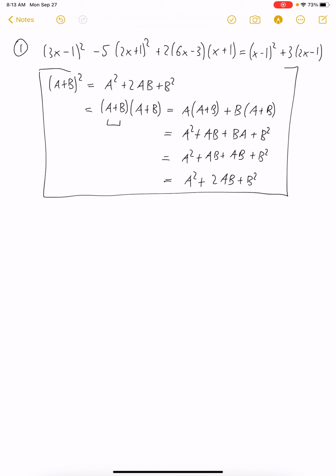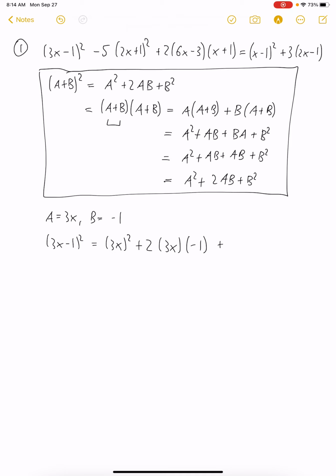Okay, so now let's go back to our problem, and we will use this, for example, on the first term, where a is equal to 3x and b is equal to −1. So (3x − 1)² is a², which is (3x)², plus 2 times a, which is 3x, times b, which is −1, plus b², which is (−1)². That is 9x² − 6x + 1. Okay, so let's go back.